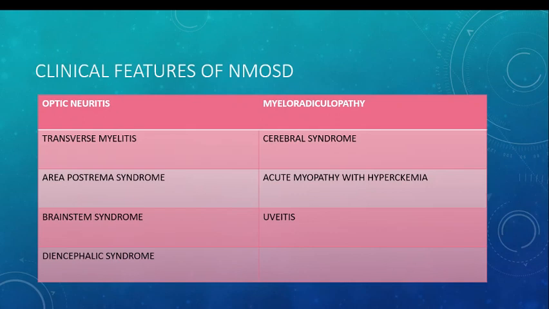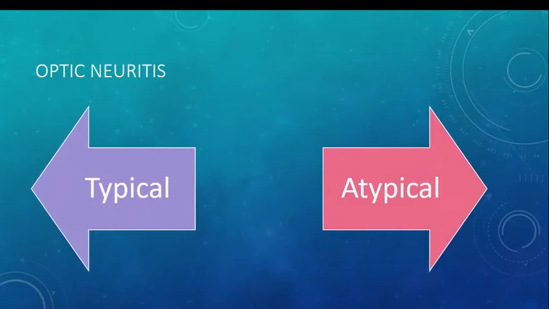Now, what are the clinical features of NMOSD? One is optic neuritis, which we know very commonly. Then we have transverse myelitis, area postrema syndrome, brainstem syndrome, diencephalic syndrome. Rarely, a patient can have myeloradiculopathy as a presentation of NMOSD, cerebral syndrome, acute myopathy with hyperCKemia, and uveitis.